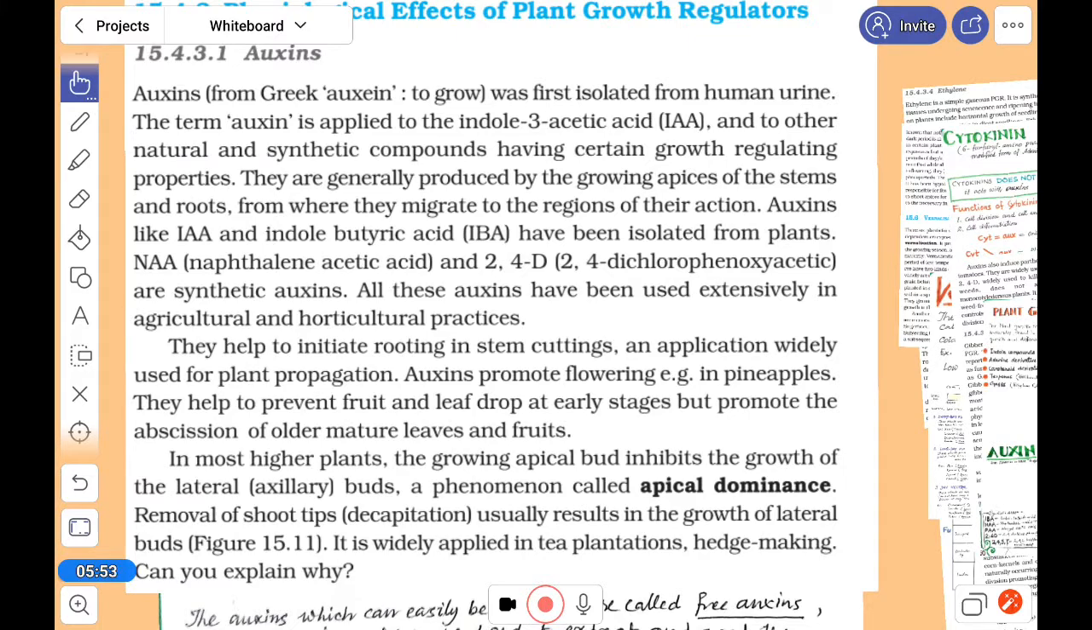So the function we have got in auxin is growth, and here is another, apical dominance. It dominates the apical region, and it affects the other, lateral parts. So this is called apical dominance. Basically, growth is the main important function.